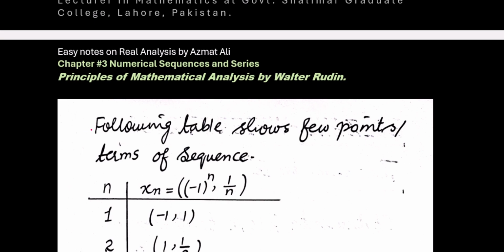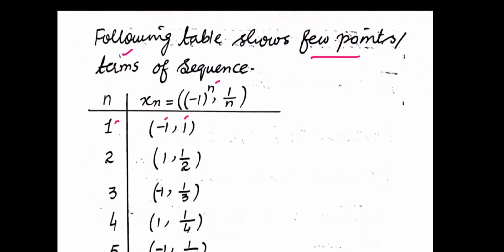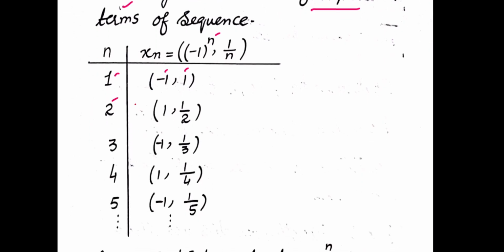For your convenience, I am constructing the following table that shows a few terms of the sequence. When you put n is equal to 1, this becomes minus 1 raised to power 1, which is minus 1, and 1 over 1 is 1. So this is the first term of the sequence. When you put n is equal to 2, minus 1 squared is plus 1, and 1 over 2. At n is equal to 3, this is minus 1 and 1 over 3. At 4, this is 1 and 1 by 4. At 5, this is minus 1 and 1 over 5.